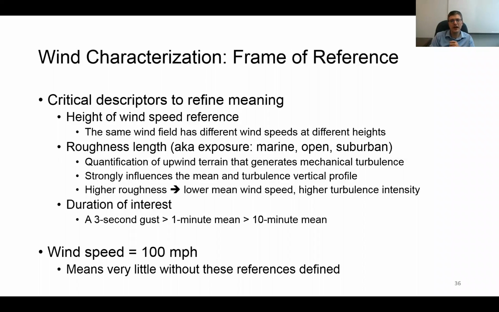A third item is the duration of interest. I showed you that picture before with those 3 different traces of the same thing, giving us different wind speeds, because a 3-second gust and a 1-minute wind and a 10-minute wind decomposition of a measurement would give us different values.